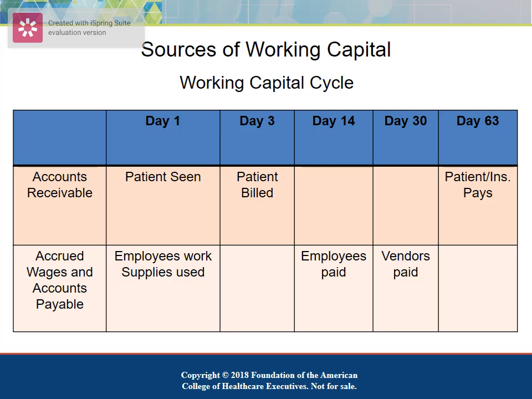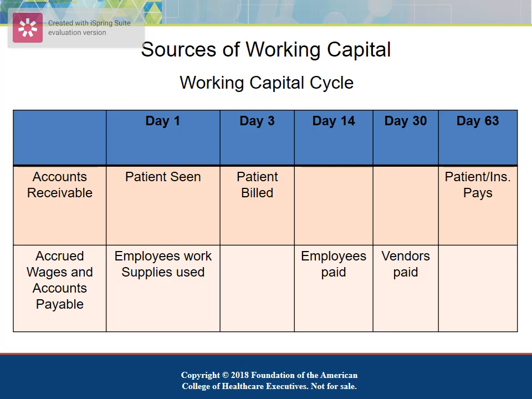And eventually what we're going to do is bill that insurance. Here on day 3, we bill the insurance for it. And then once we submit it, the insurance turns around and pays us. So we might get paid, and you'll see here, there's a lag. We're seeing a patient, incurring our costs and treating that patient on day 1 when we see them, but we're not getting reimbursed from the insurance until day 63.